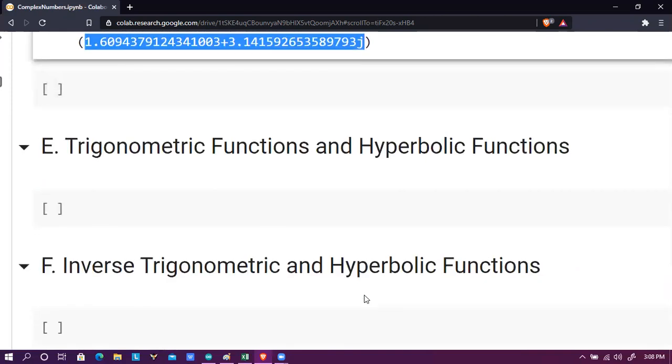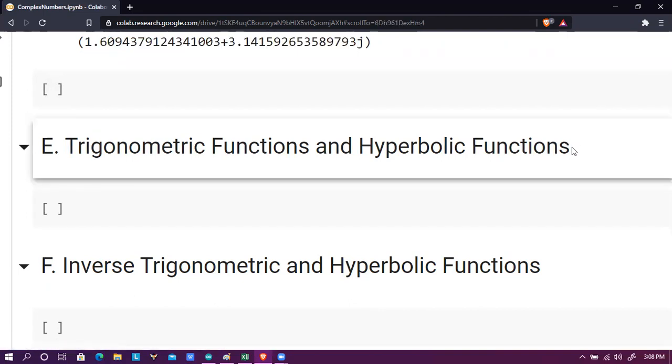Now we go to the trigonometric functions and the hyperbolic functions of z. Let's recall some important things here.